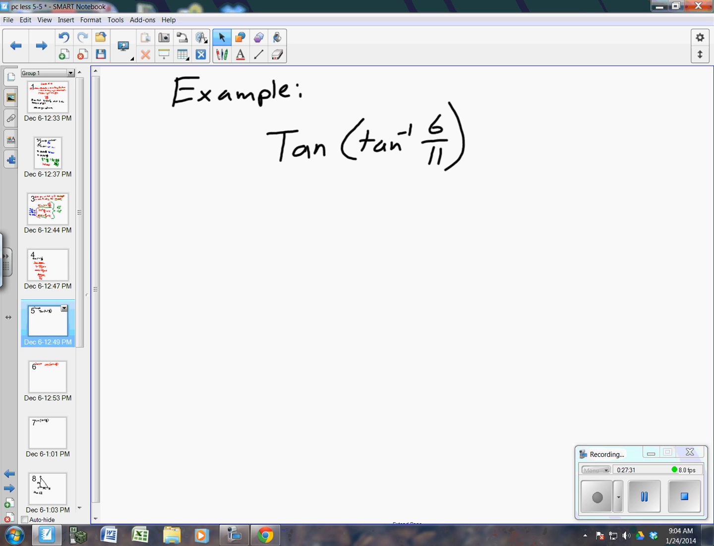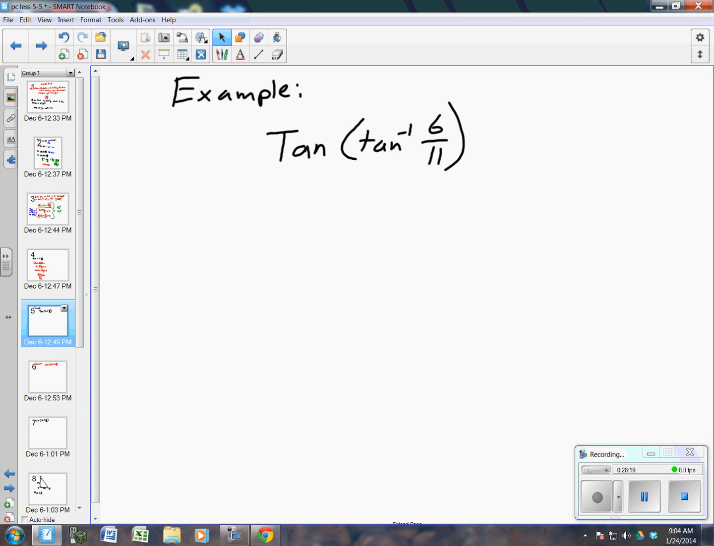Okay, now I want you to discuss in your group what you think the answer to this is. I'm going to give you 30 seconds. Go. Discuss in your group what you think this is. Because you're taking the tangent of the tangent inverse of 6/11. You could do it that way. You're right. There's not a 6/11 on your unit circle, is there? Do you need to? Do you know? Answer is undefined.